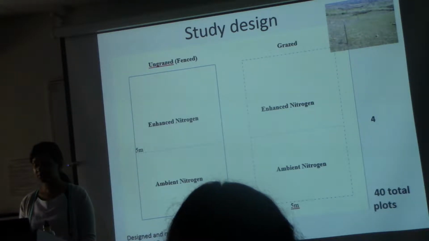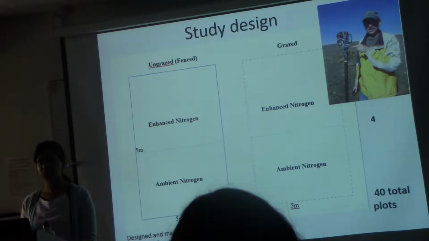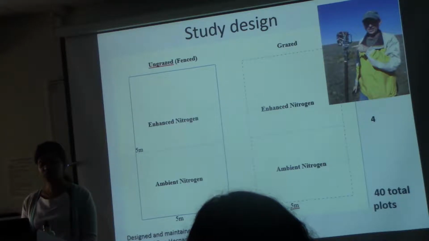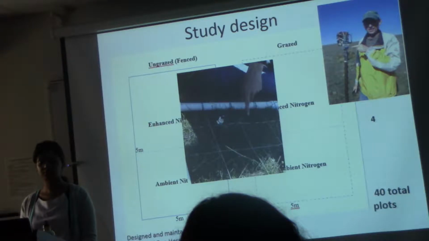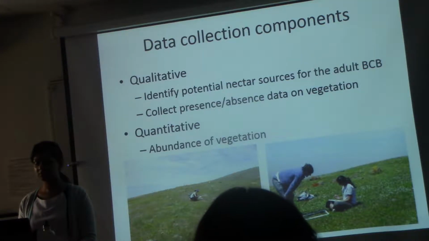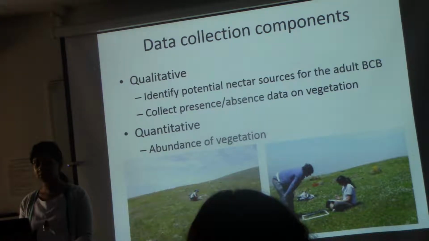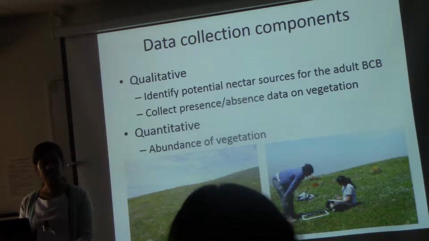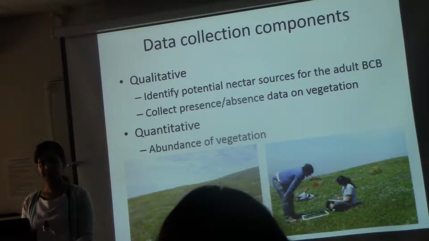All plots were set up on different topographies, and data loggers were placed to monitor differences in temperature and humidity. Each block had a vegetation bar marked to ensure consistent placement of the quadrat on each sampling day. Data collection had two components: qualitative observation of what nectar resources the adult bay checkerspot butterfly was potentially using, collecting presence and absence data, and the quantitative portion consisted of collecting abundance, a percent cover of vegetation.